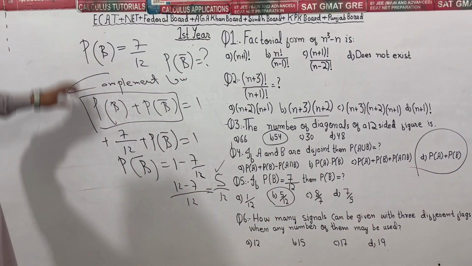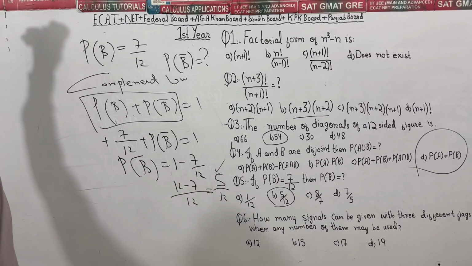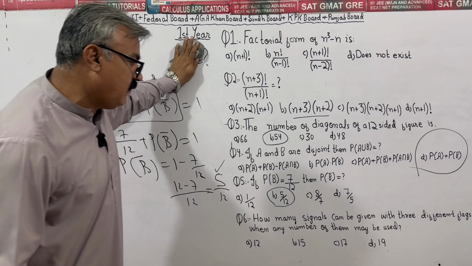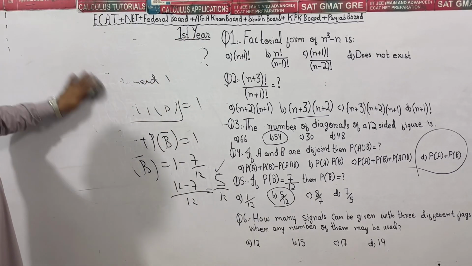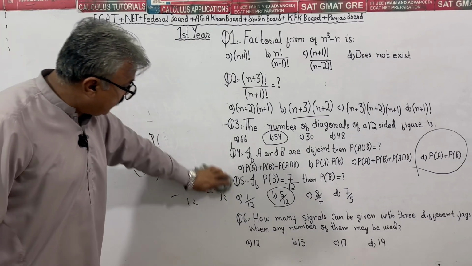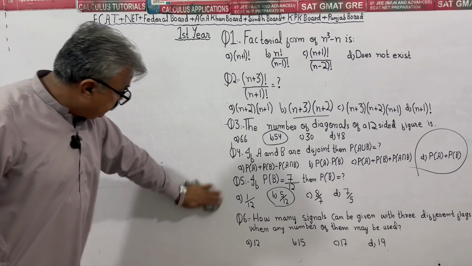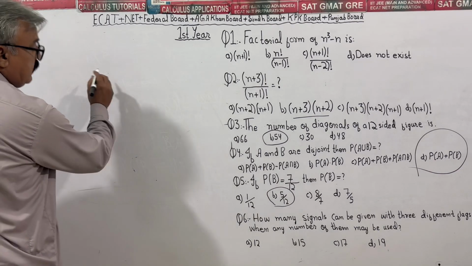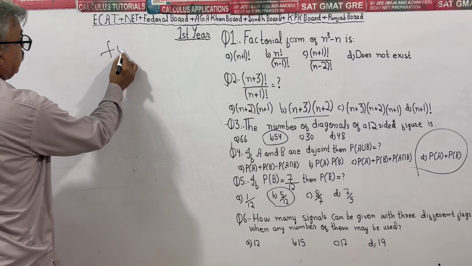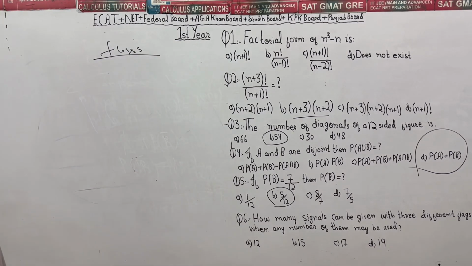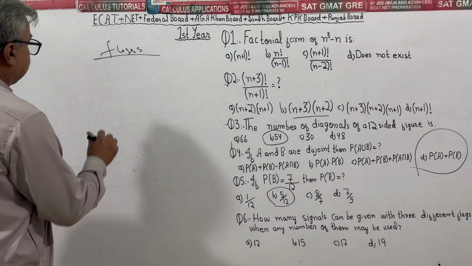Next question. How many signals can be given with 3 different flags when any number of them can be taken? Flags with different colors, they are different. There are 3 flags. Total flags 3. We are asked to find the total number of possibilities. We have a free hand whether to take 1 flag, 2, or overall 3.